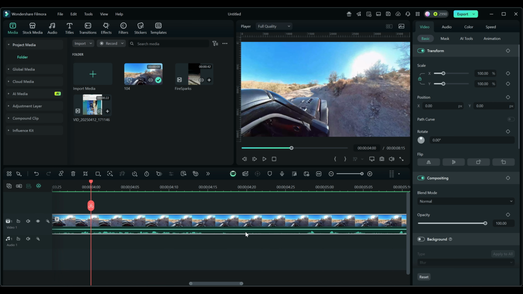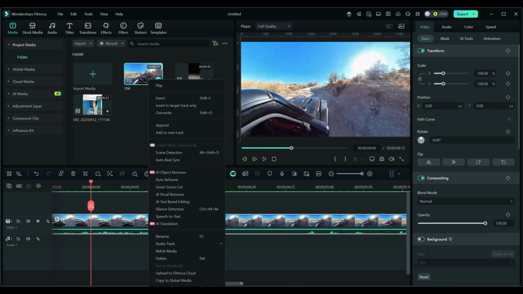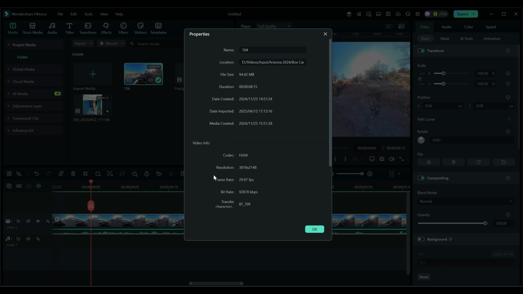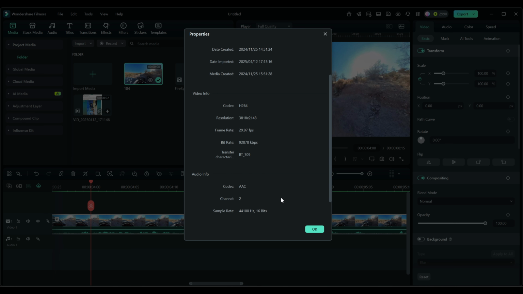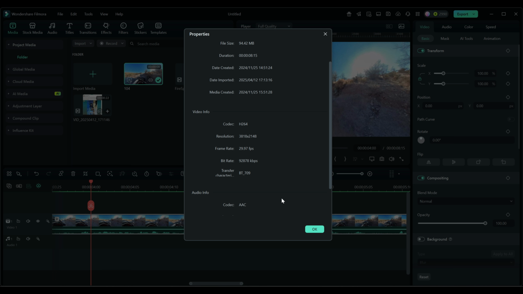So that's how you can examine it. You right-click up in the media panel, you go down to Properties, and it will tell you right here not only the video but also the audio, if that's important to you, how it was done. But you can examine the FPS, frames per second, right here.